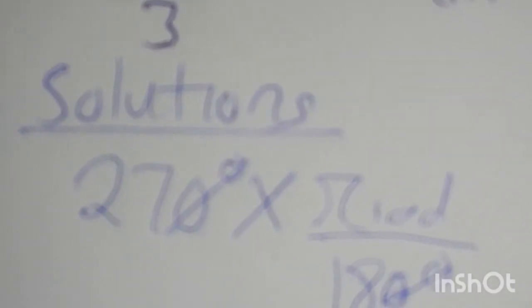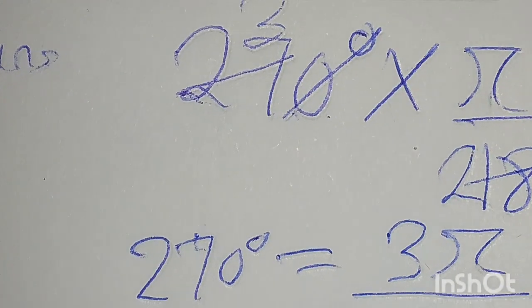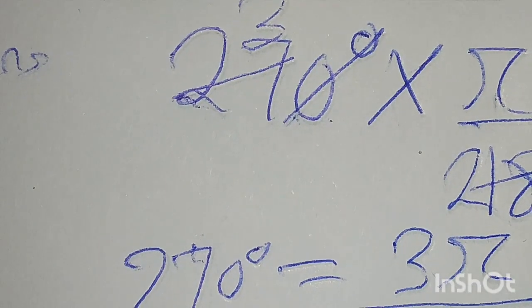So what's 9 into 18? Okay, 9 first into 27. 9 into 27 it's 3. 9 into 18 it's 2. So you have 3 times pi over 2. So 270 degrees is equal to 3 pi over 2 radians.